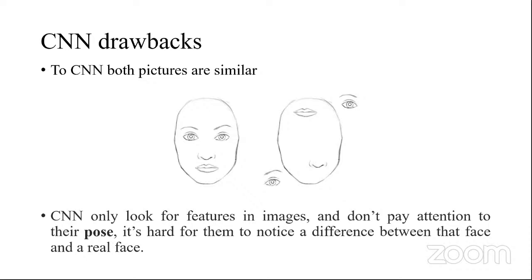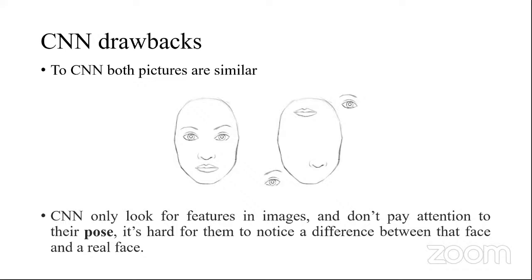But suppose you want to know about the pose, that is, the orientation and the position of the particular feature in your image. CNN does not concentrate on this, that is, the pose, the orientation, and how much angle.